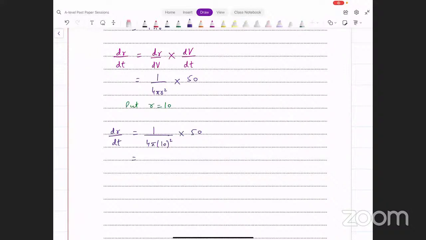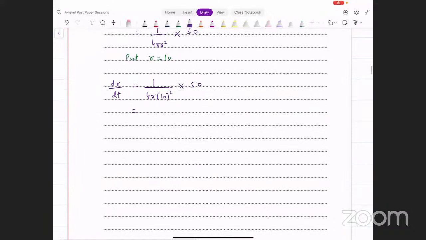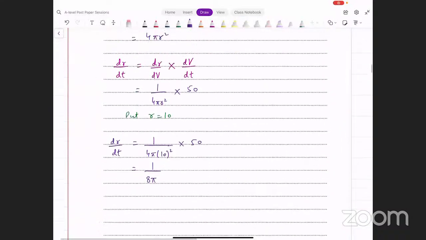Oh, sorry about that. ये हमारे पास क्या आता है, let's figure this out. 50 divided by 4 divided by 100. And that's giving me 1 over 8. And then we've got pi in the denominator as well. Let's go see terms which hold pi की terms में. I'm getting 1 over 8 pi. That's dr over dt. Okay. Yes, r was 10, तो मैं r वहाँ पे 10 input कर दिया.